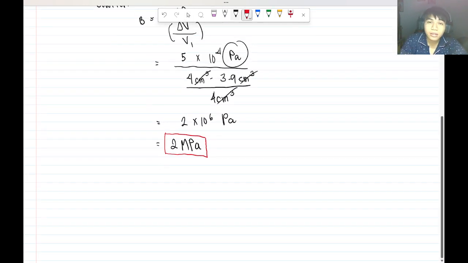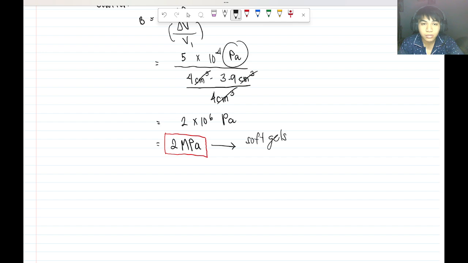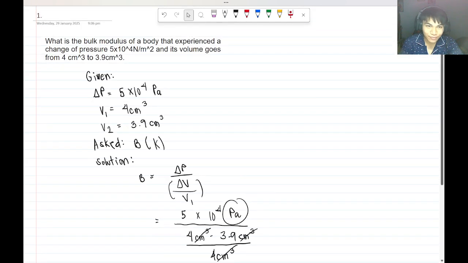And I think it's relatively a low value compared to water, which has thousands of megapascals of bulk modulus. So I think the material here would be something like soft gels or probably soft tissues of humans or something like that. It helps to know some trivia in solving problems so you can have a broad idea of what you're trying to solve. And that's it for problem number 1. Let's move on to problem 2.